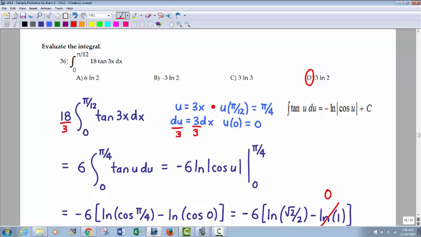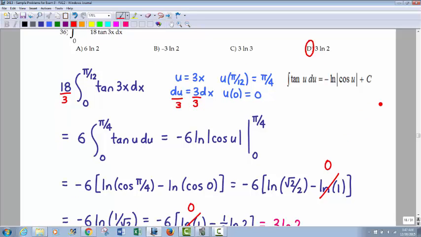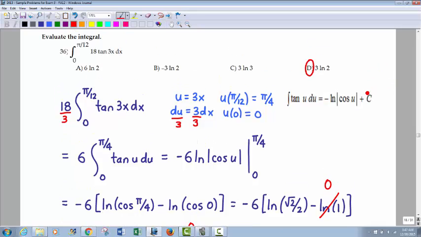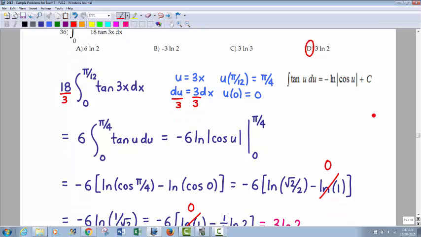I changed the limits of integration. So pi over 12, 3 times pi over 12 makes pi over 4. 3 times 0 makes 0. So we have, and then the antiderivative of tan of u is negative natural log of cosine of u. This one won't have a plus c, of course. Remember, definite integrals do not have plus c's in their answer.